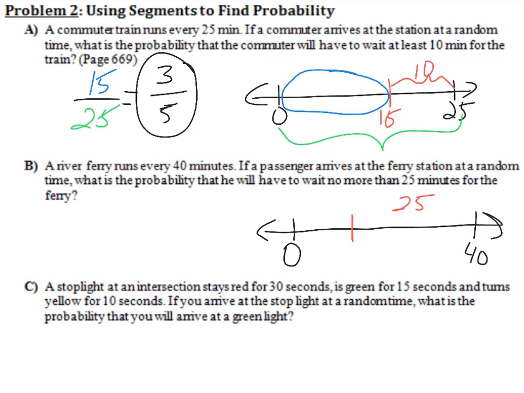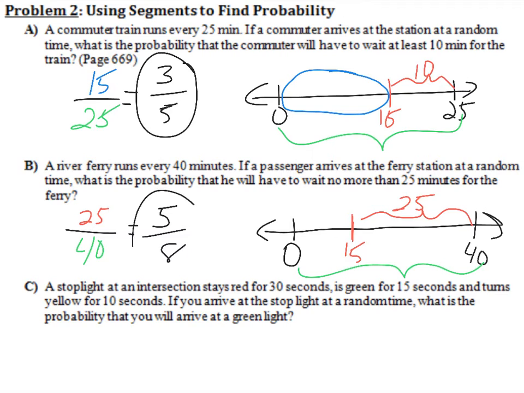If we want it to be somewhere in this area, we want it to be less than 25. Well, 25 minutes less than 40 is right here at 15. So we want that 25 on top. That's the part we're looking for. And then the total again, 0 to 40, is going to be 40. So now again, I simplify this down. I can take a 5 out of both, and I'd be left with 5 over 8.